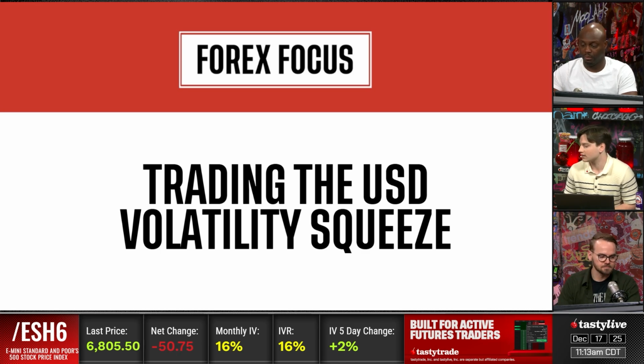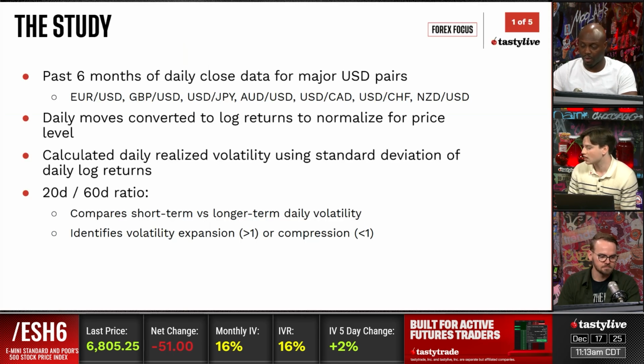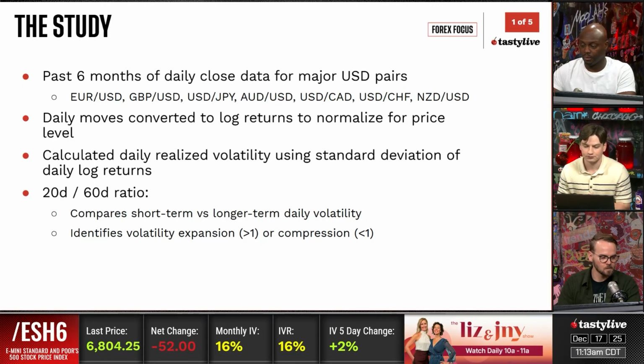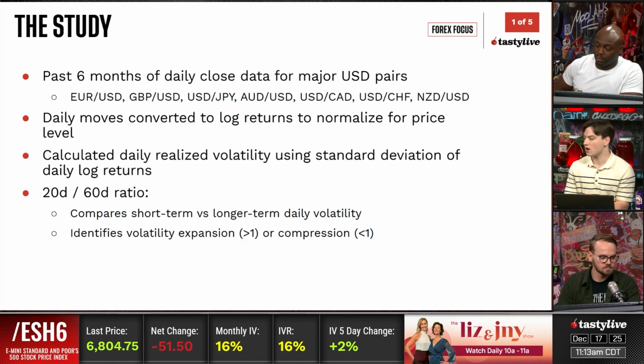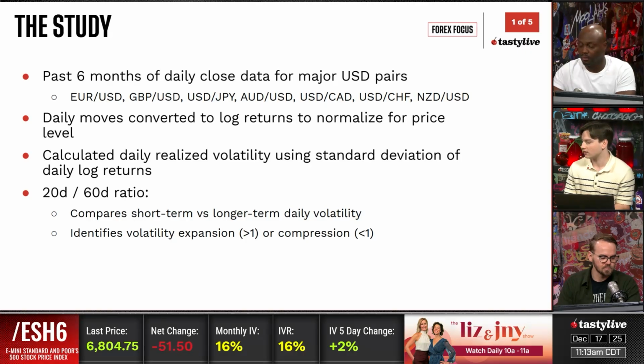So let's go over to the next slide. I'll get into the numbers of what I did. Looked at just the past 6 months to get the recent view on markets right now, the landscape of major US dollar pairs, 7 of those covering basically the entire globe of major economic players: euro, pound, Japanese yen, Australian dollar, Canadian dollar, Swiss franc, and New Zealand dollar.